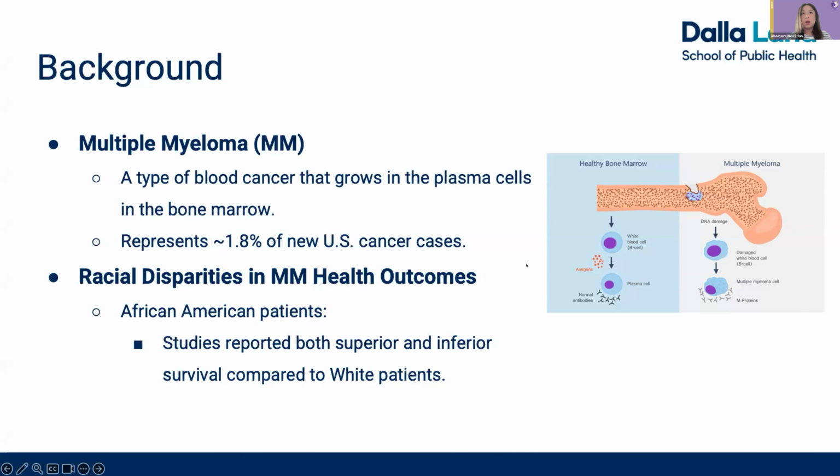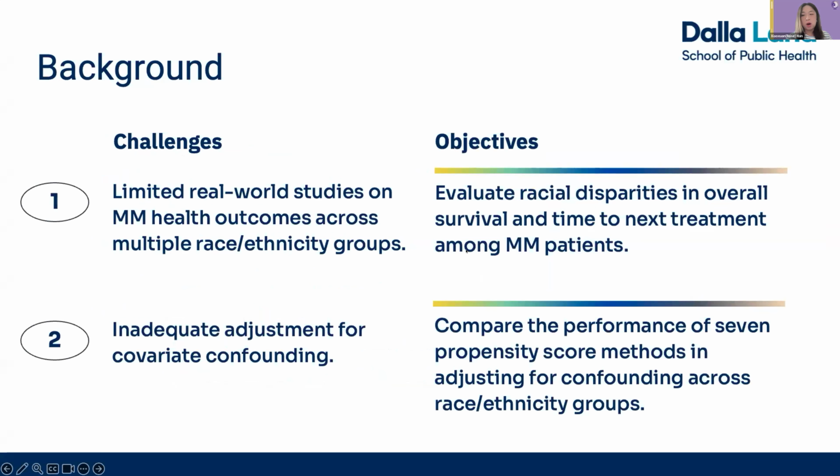white patients. So that leads to the challenges that I aim to solve in the study, where the first challenge was that there has been limited real-world studies on multiple myeloma health outcomes across multiple race ethnicity groups. And my first objective in the study was to evaluate racial disparities in overall survival and time to next treatment among multiple myeloma patients. And then through literature review, I've also found that there has been inadequate adjustment for covariate confounding. So that leads to the second objective of the thesis work, was to compare the performance of 7 propensity score methods in adjusting for confounding across race ethnicity groups.